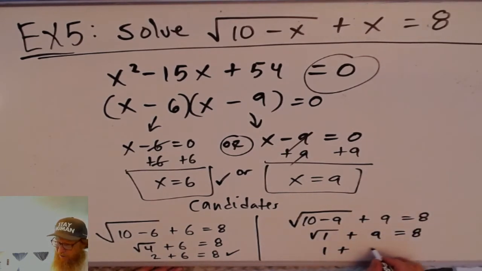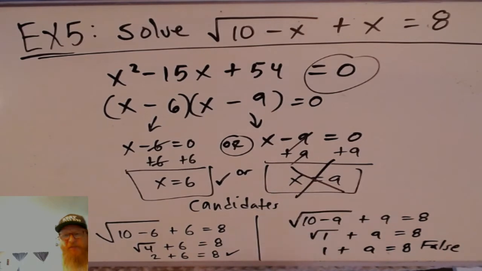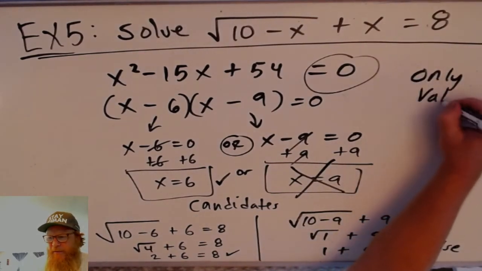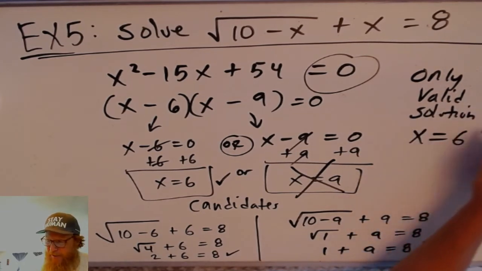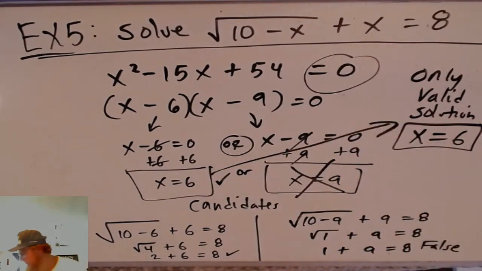Square root of 1 is 1. 1 plus 9 does not equal 8. That's false. So the only valid solution is x equals 6. And that's it. You only get one valid solution, x equals 6.